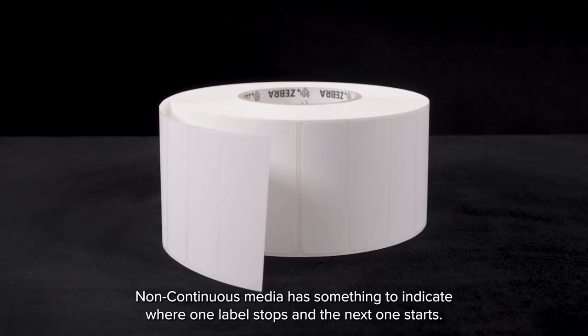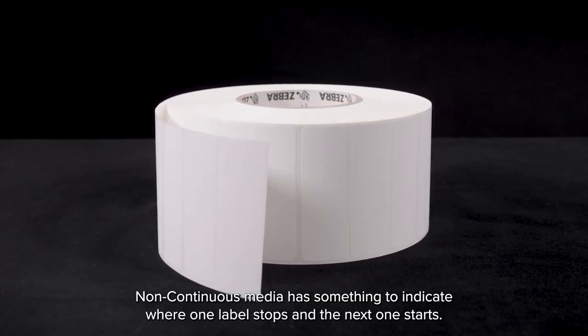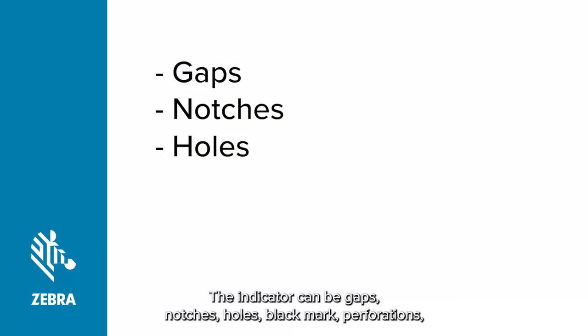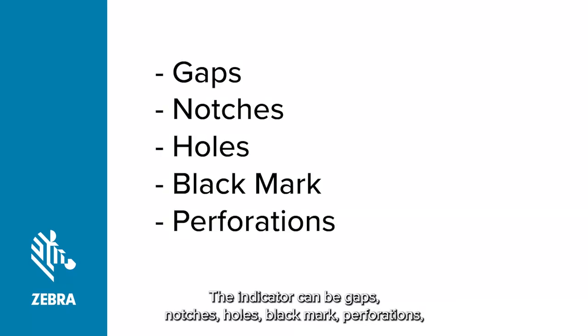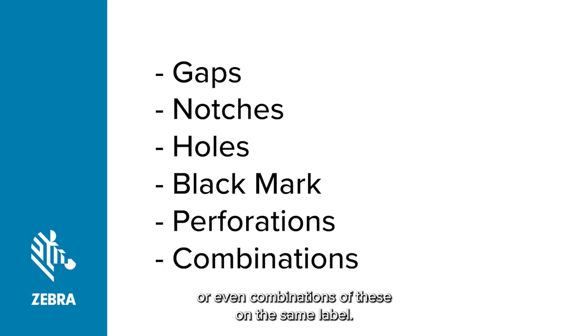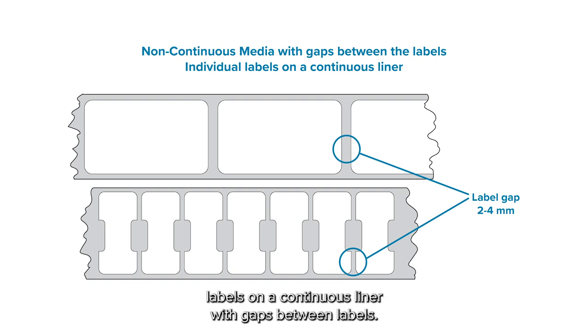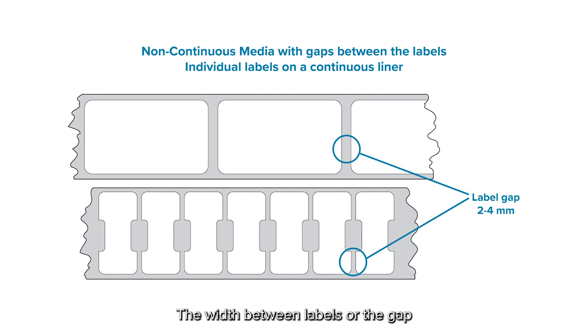Non-continuous media has something to indicate where one label stops and the next one starts. The indicator can be gaps, notches, holes, black marks, perforations, or even combinations of these on the same label. Non-continuous web labels are individual labels on a continuous liner with gaps between labels. The width between labels, or the gap, should be from 2 to 4 millimeters.